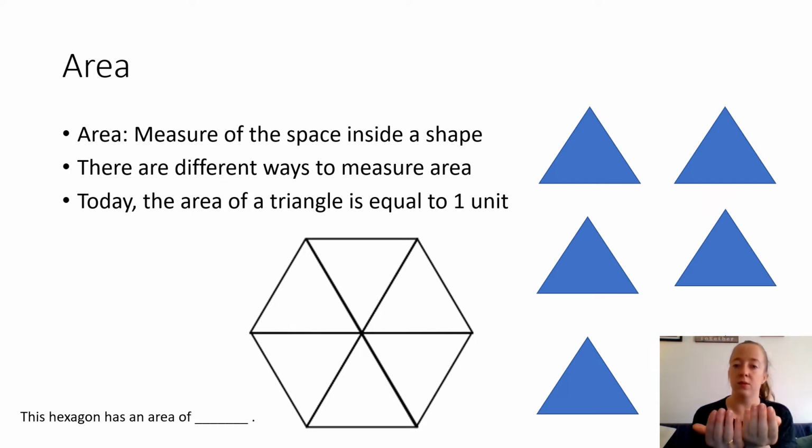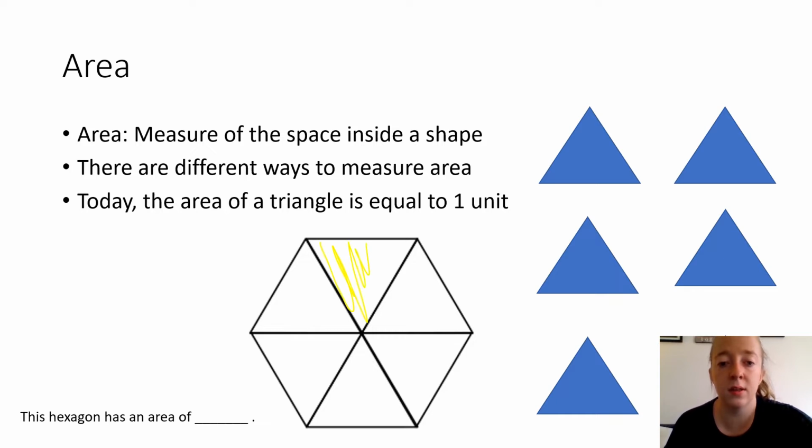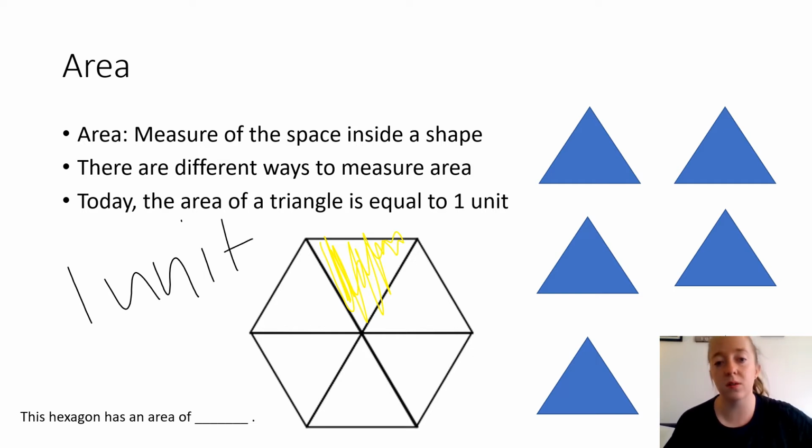So area is actually the measure of a space inside a shape. So if you have a circle, the area of a circle is that space inside the circle. Same with a triangle. The area of a triangle is measuring that space inside the triangle. And for right now, we're going to say the area of a triangle is equal to 1 unit. And that's how we're first going to talk about area.